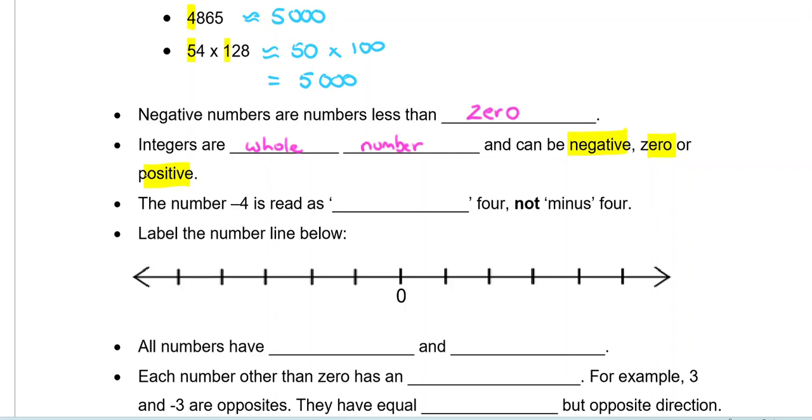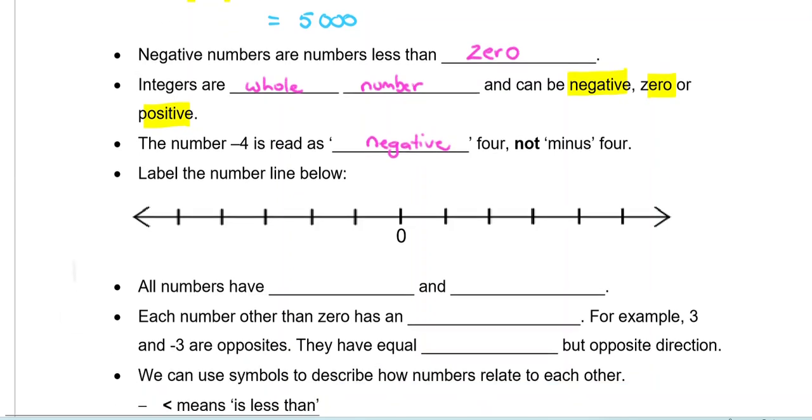All right, the number -4 reads as negative 4. Now, it actually doesn't really matter if you say minus 4 or negative 4, but you can use either. They mean the same thing.